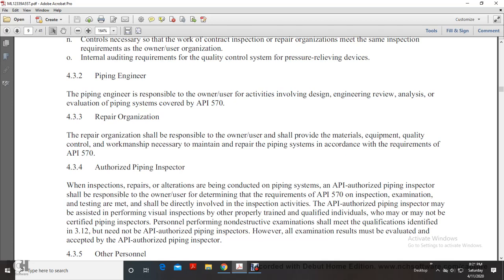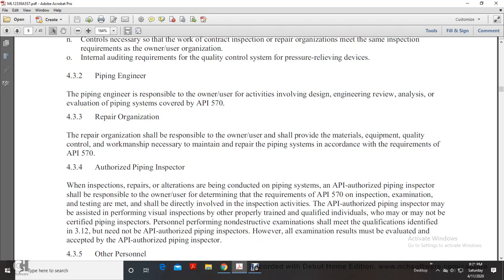When inspection, repair, or alteration is conducted on a piping system, the API authorized piping inspector shall be responsible to the owner or user for determining that the requirements of API 570 on inspection, examination, and testing are met. The inspector should be directly involved with the inspection activities. The API authorized piping inspector may be assisted in the performance of visual inspection by other properly trained and qualified individuals, who may or may not be certified piping inspectors.